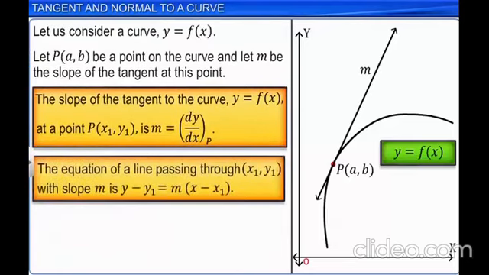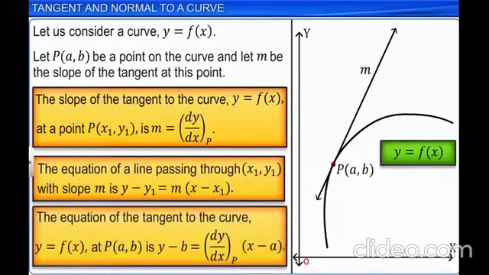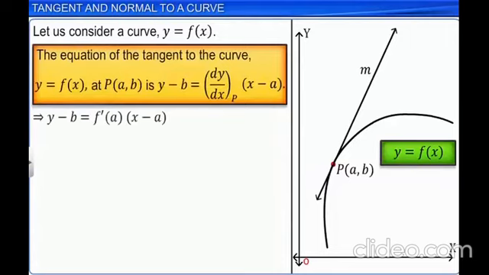And the equation of a line passing through a point (x1, y1) and having slope m is y minus y1 is equal to m into (x minus x1). Therefore, the equation of the tangent to the curve y = f(x) at point P(a, b) is given by y minus b is equal to dy/dx at P into (x minus a). This can also be written as y minus b is equal to f'(a) into (x minus a).